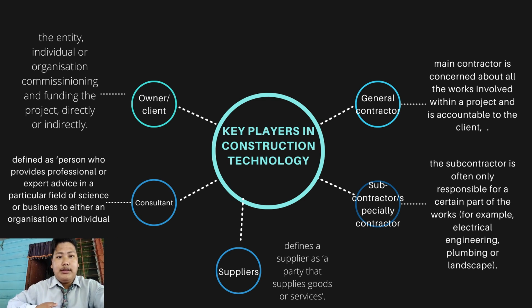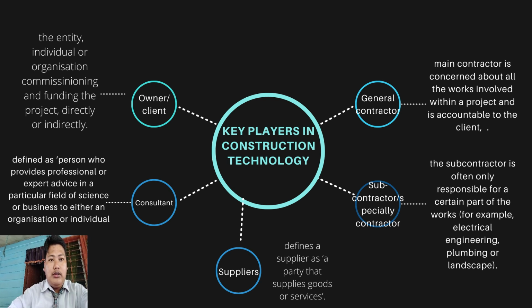Next are the suppliers. A supplier is a party that supplies goods or a service in construction. The goods include any material to go into a built structure, while services refers to all the different works packages agreed upon by the different parties pertaining to the development of the built structure. Recently, the industry has realized the importance of the supply chain and how this can be managed when carrying out project activities. And the last one is the consultant. A consultant is defined as a person who provides professional or expert advice in a particular field of science or business to either an organization or individual.